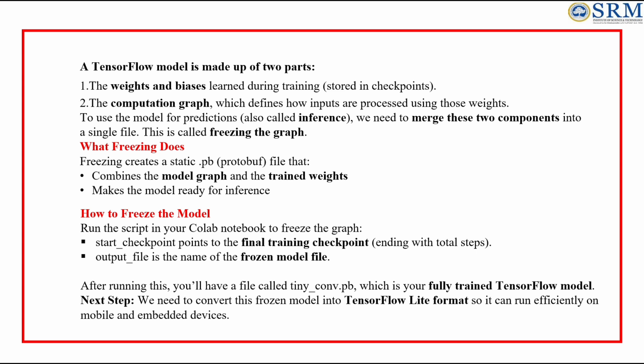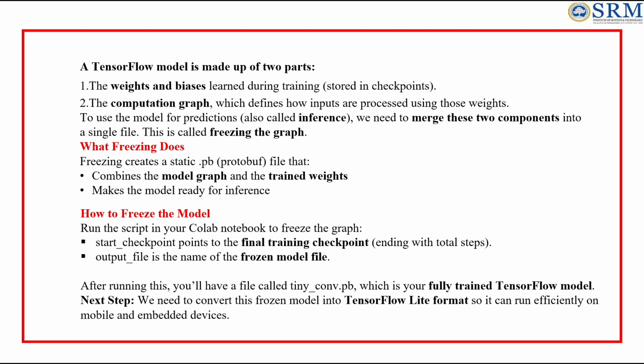A TensorFlow model is made up of two parts. One, weights and biases, and next, the computation graph. It's used for model prediction, also called inference. We need to merge these two components into a single file. What is freezing? Freezing creates a static file that combines the model graph and the trained weights, making the model ready for inference. How to freeze the model?